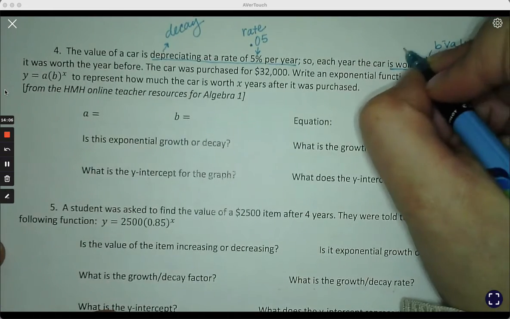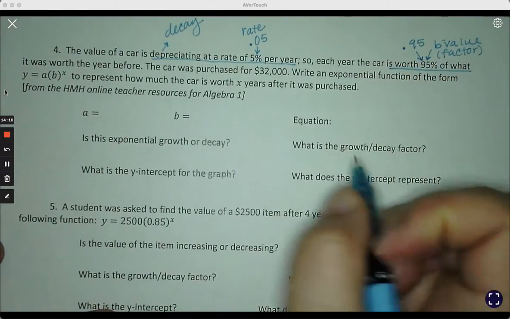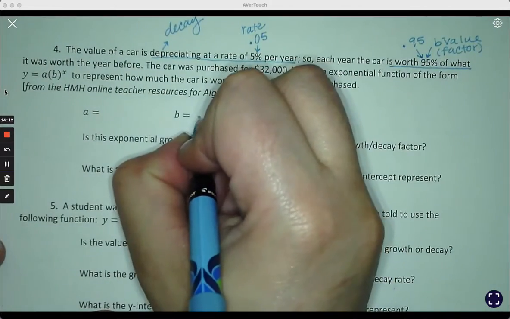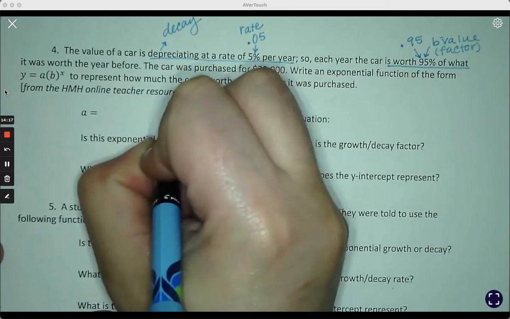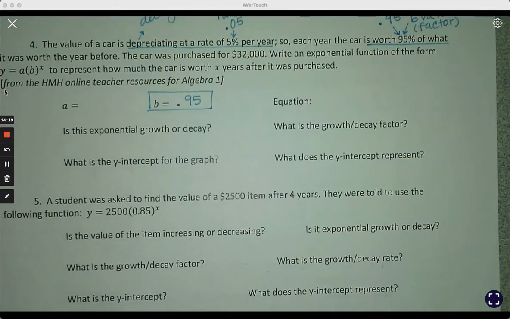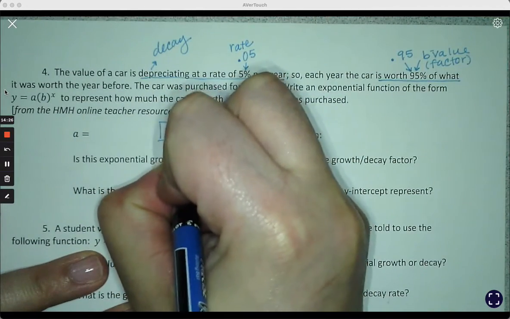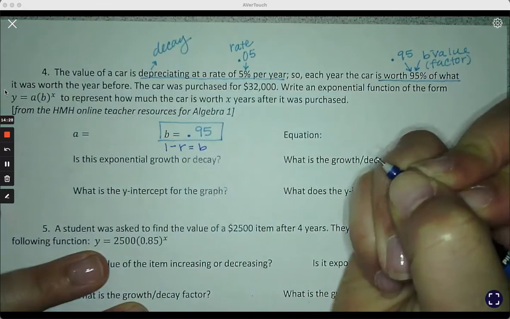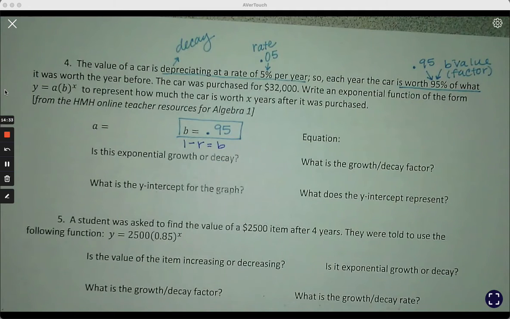And 95% is the same thing as 0.95. Okay, so I know B, 0.95. And if I didn't know what that B value was, if I know that the rate is 0.05, remember 1 minus rate equals B. Okay, so I could plug in 1 minus 0.05, and I would get 0.95.